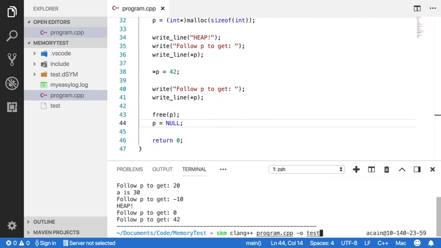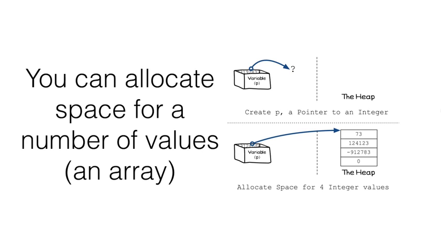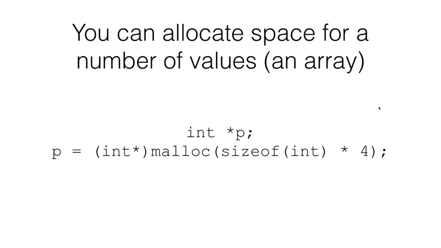So here we go. I free the pointer and nil it. Running it does exactly the same as before, but we've deallocated that memory that we allocated there. Now, we can allocate space for more than one value at a time. What I allocated space for then was one integer value. But if I want to, I could just ask for more than one value.